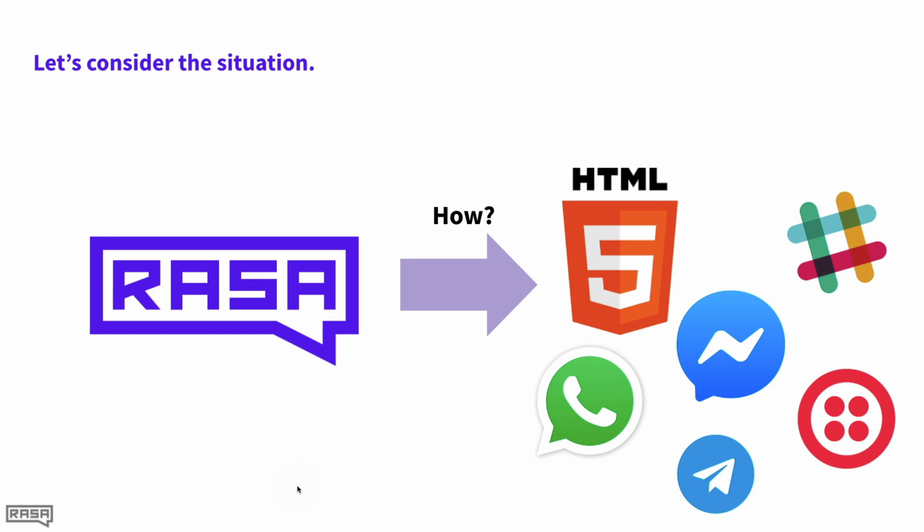Let's consider this situation. You've just learned about Rasa, you have your first assistant running locally, and you're kind of happy with how it works. And what you would like to do is just maybe deploy it. Get it onto a website, maybe in Slack or onto some other channel. And you might be wondering, well, how do I actually go about that?